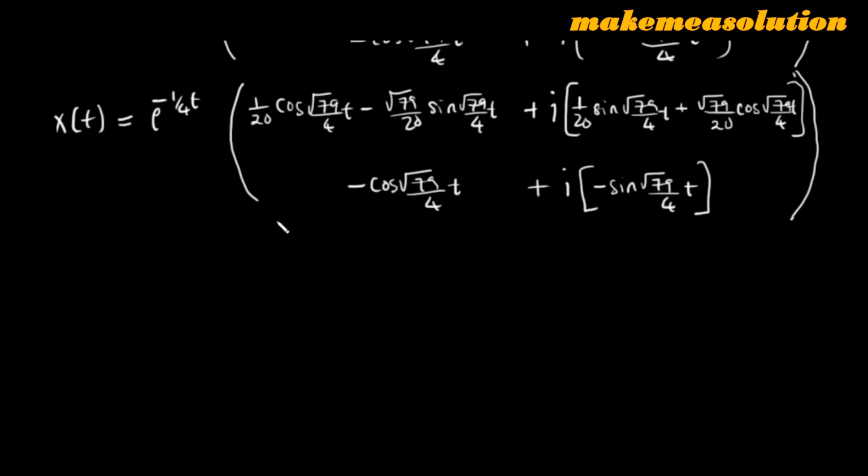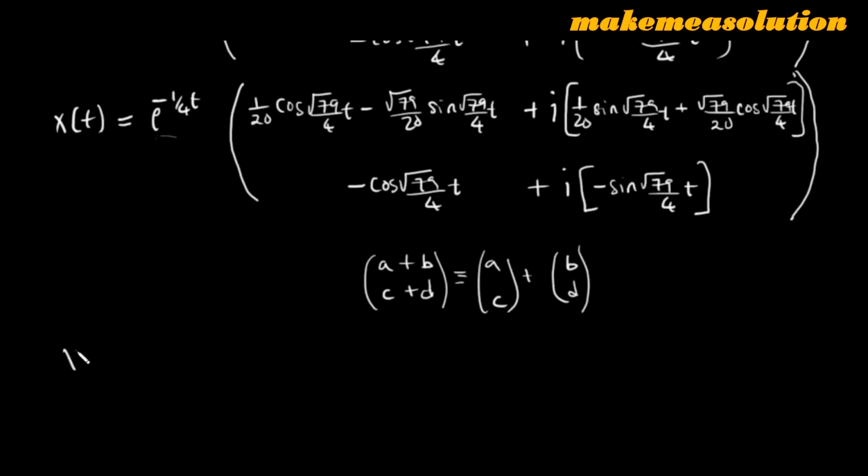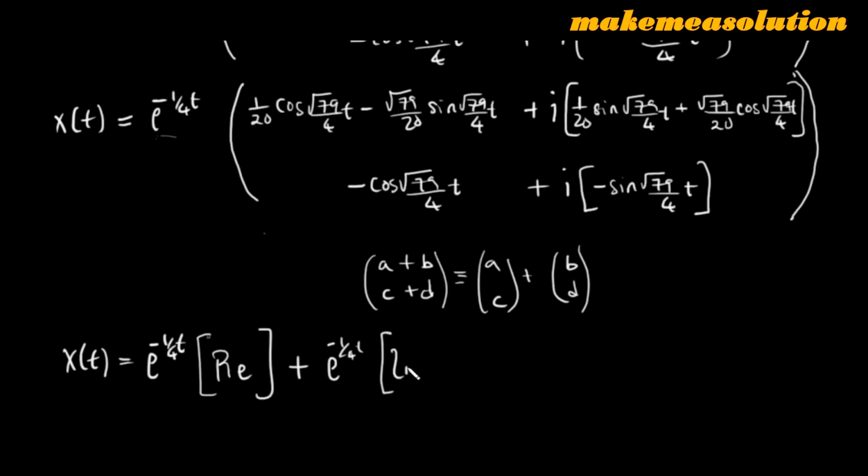So let's be careful here. At this point, this single vector can be separated into two vectors, because by theory, a plus b, c plus d as a single vector can be split into a, c plus b, d. Okay, so that's what is going to happen here. And take note of this term while we are doing the separation. So x of t will be exponential minus 1 over 4t to be distributed to the first part, which is the real part. So we have the real plus, we now have our exponential minus 1 over 4t, and we now have the imaginary. Okay, so this is how we are going to separate this stuff, like this.